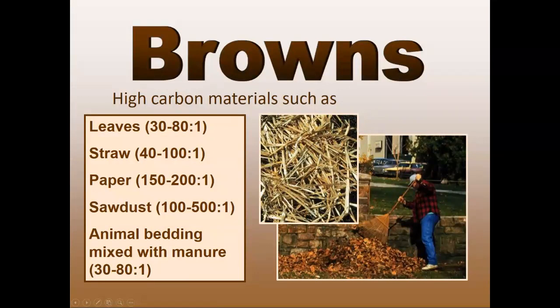And a little bit more about browns. So these are high carbon materials. Some examples are leaves, straw, paper, sawdust. Sawdust is very high, so you need to be careful with sawdust because it has an extremely high carbon to nitrogen ratio. And manures, animal beddings are somewhere between 30 and 80:1.